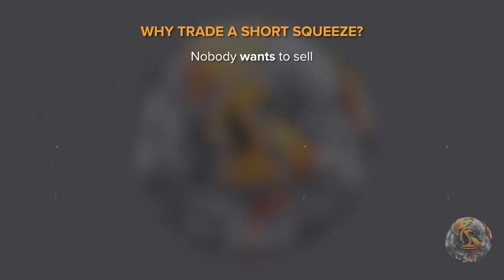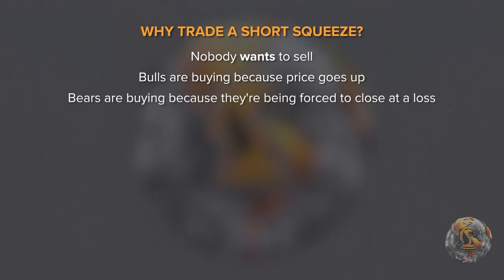Meaning, you've got your two players in the market. You've got bulls and bears, right? Normally, bulls are buying, bears are selling. And normally, that creates waves and mean reversion and cycles up and down because the market can't figure out, does it want to go up or does it want to go down? A short squeeze occurs when nobody wants to sell because bulls are buying because price goes up. Bulls are going to buy because bulls always buy. But bears are also buying because they're being forced to. They have to close their trades at a loss. And liquidation engines add support to the move.